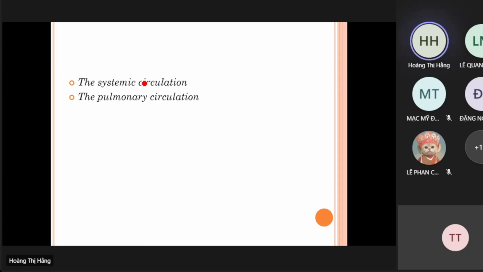We have two circulations. The first one is systemic circulation. In Vietnamese, you can call it vòng tuần hoàn lớn. Systemic circulation. And another circulation in Vietnamese, vòng tuần hoàn tim phổi, in English is the pulmonary circulation.